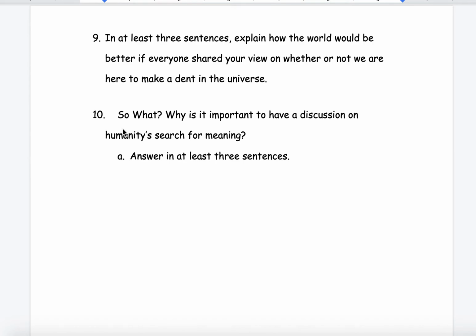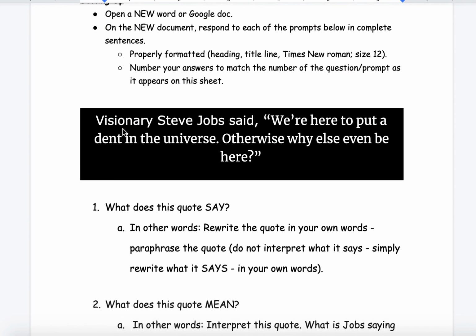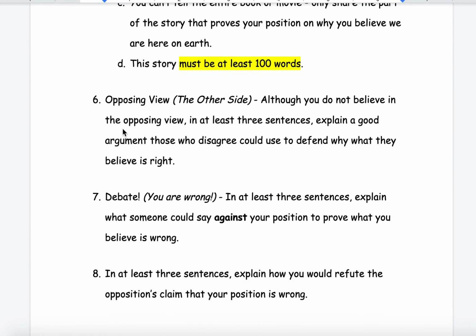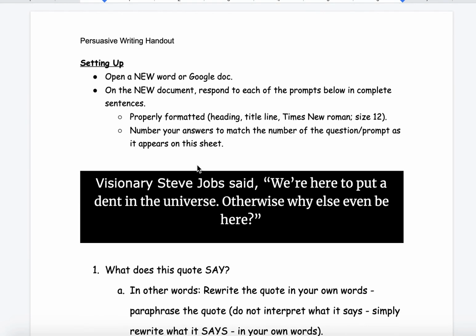And number 10, let's talk about the so what of the entire discussion. Who cares, right? Why does this even matter? Let's go back and look at his quote. Steve Jobs, we're here to put a dent in the universe. Otherwise, why else even be here? Why is this even something to discuss? Why is this important? Is it important for humanity to search for meaning? Why is it important to have a discussion on humanity's search for meaning? Answer in at least 3 sentences. Okay? All right, that's 1 through 10.